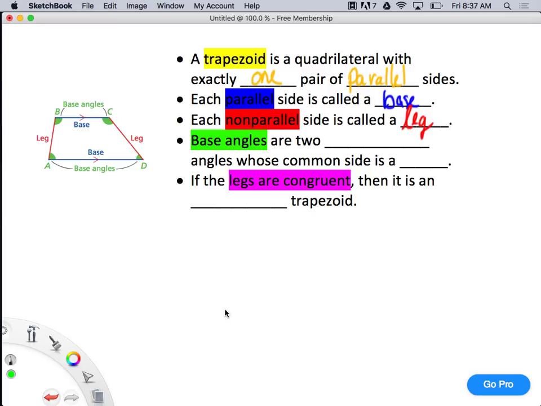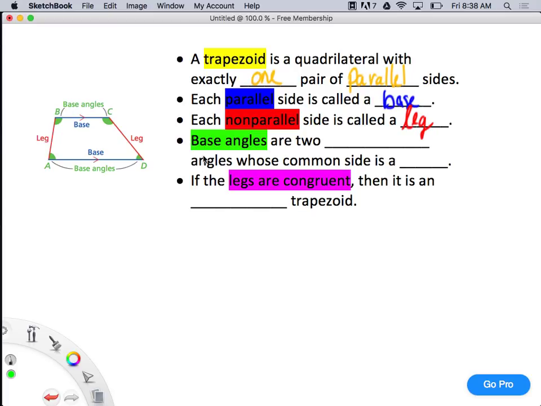A parallelogram has two pairs of parallel sides. How many parallel sides do I have here? Just one pair. So it's not a parallelogram. It's a trapezoid, which is a quadrilateral. We're not talking about parallelograms. I'm just showing you that it's not a parallelogram.